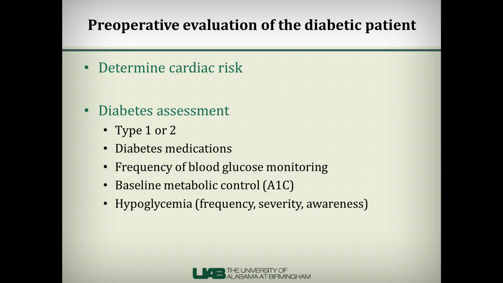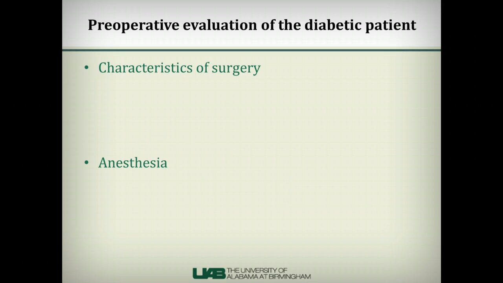We need to know if they have hypoglycemia and how often they have it and how severe it is. And very importantly, are they aware that they're having hypoglycemia? Because as you know, patients during operation and postoperatively are going to have altered sensorium and may not be able to tell us that they're hypoglycemic. And so if patients have hypoglycemia unawareness, we're going to probably have to check their sugars a little bit more frequently intraoperatively and postoperatively than we might do if it's somebody who can actually sense that they're getting hypoglycemic.